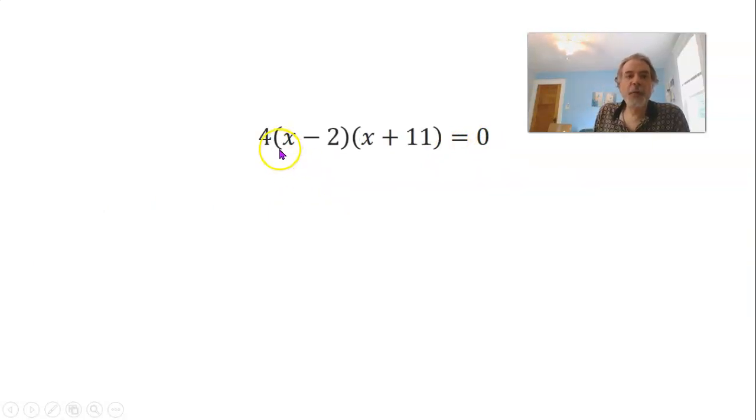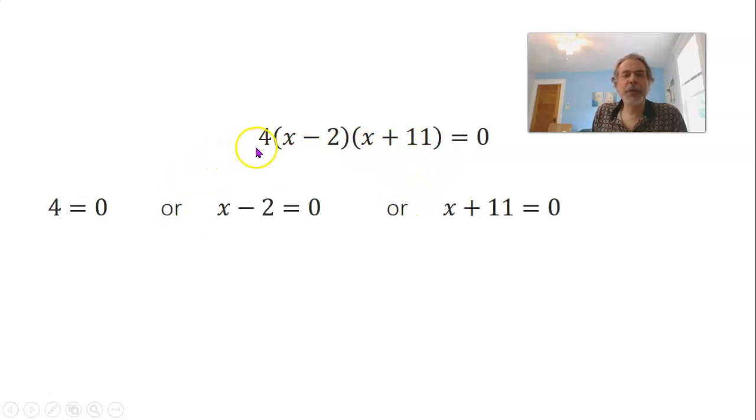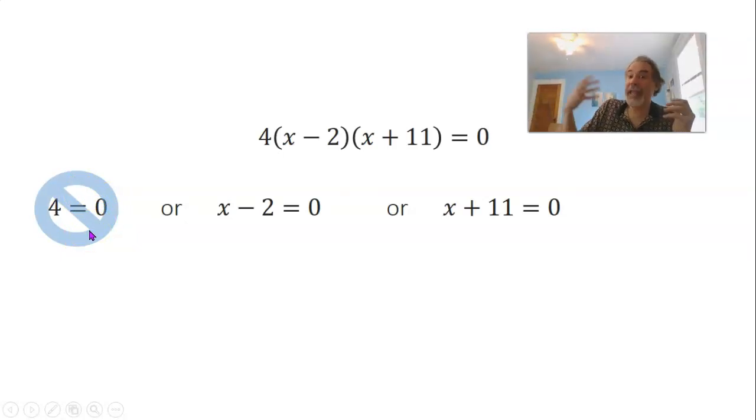Next example, 4 times (x minus 2) times (x plus 11) equals 0. For this whole thing to come out equal to 0, one of the factors has to be 0. So we could say either the 4 equals 0, or the x minus 2 equals 0, or the x plus 11 equals 0. Now the 4 equal to 0, we can just forget about that. 4 is just a number. It's just the number 4. It can't be equal to 0 because it's too busy being 4.